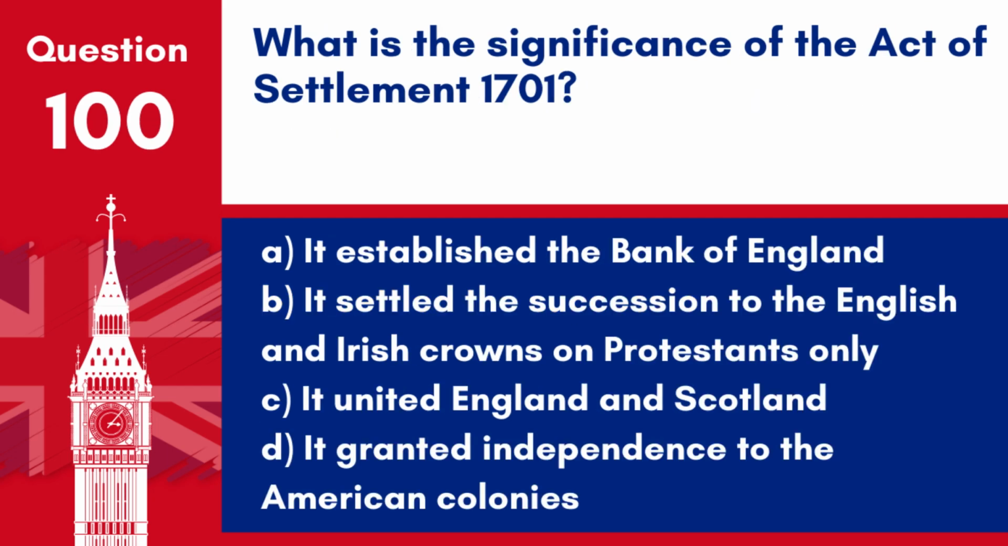Question 100. What is the significance of the Act of Settlement 1701? A. It established the Bank of England. B. It settled the succession to the English and Irish crowns on Protestants only. C. It united England and Scotland. D. It granted independence to the American colonies. Answer: B. It settled the succession to the English and Irish crowns on Protestants only. The Act of Settlement 1701 was significant for ensuring that succession to the throne would be restricted to Protestants, excluding Catholics from the line of succession to secure Protestant monarchical succession.